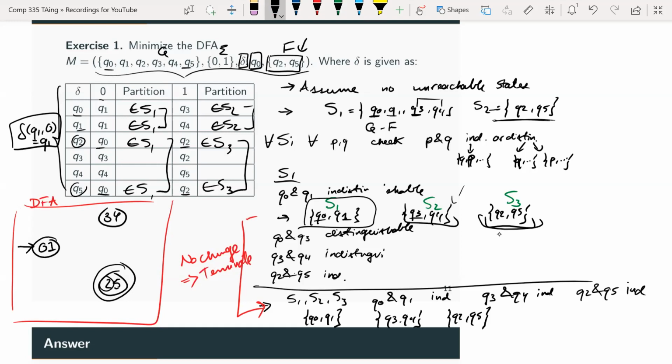So for 0 and 1, once they see a 0, they both go to Q1, so they just go back to themselves. When they see a 1, they go to 3 and 4, because 3 and 4 is part of the same partition. So that's 3, 4. Then for 3 and 4, when they see a 0, they go back to themselves, 3, 4. When they see a 1, they go to 2, 5.